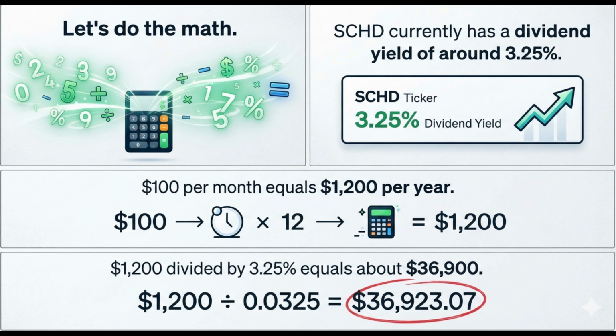Here's a quick recap. Monthly income goal, $100. Annual dividend income needed, $1,200. Estimated investment required, about $36,900. Estimated shares needed, around 1,156. If you're building a dividend portfolio, knowing these numbers can help you set realistic financial goals and track your progress.